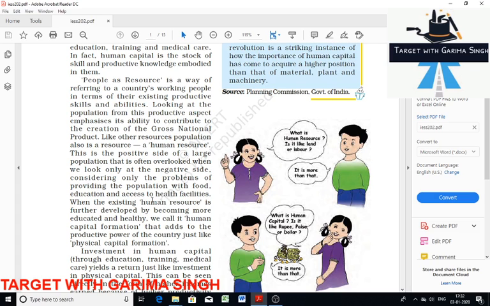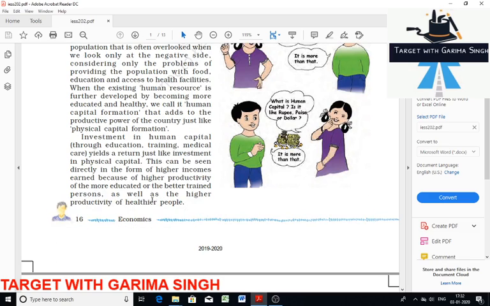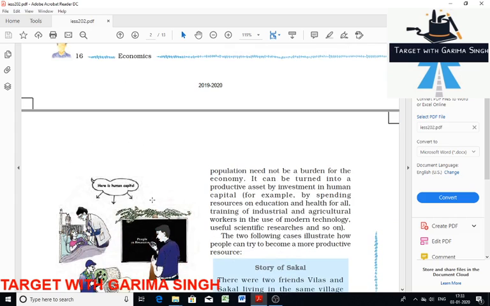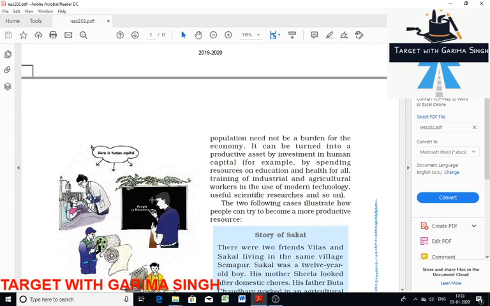Investment in human capital through education and medical care can give a high return in future. Countries like Japan have invested a lot in human resources. They do not have rich natural resources, but still they are called a developed nation because they have invested in human capital through education and health facilities.